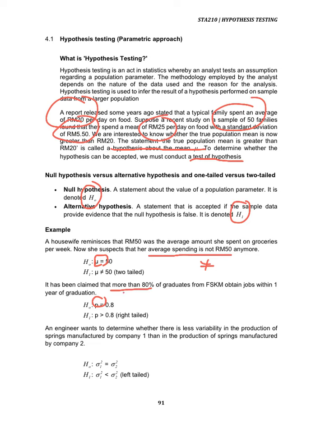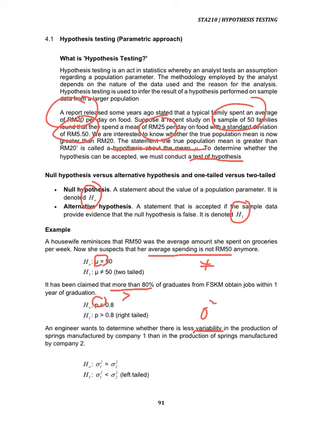So this one is greater. An engineer wants to determine whether there is less variability in the production of springs manufactured by company 1 than in the production of springs manufactured by company 2. Okay, so kalau ayat variability tu, kita nak test variance lah. Okay, so this one is variance.